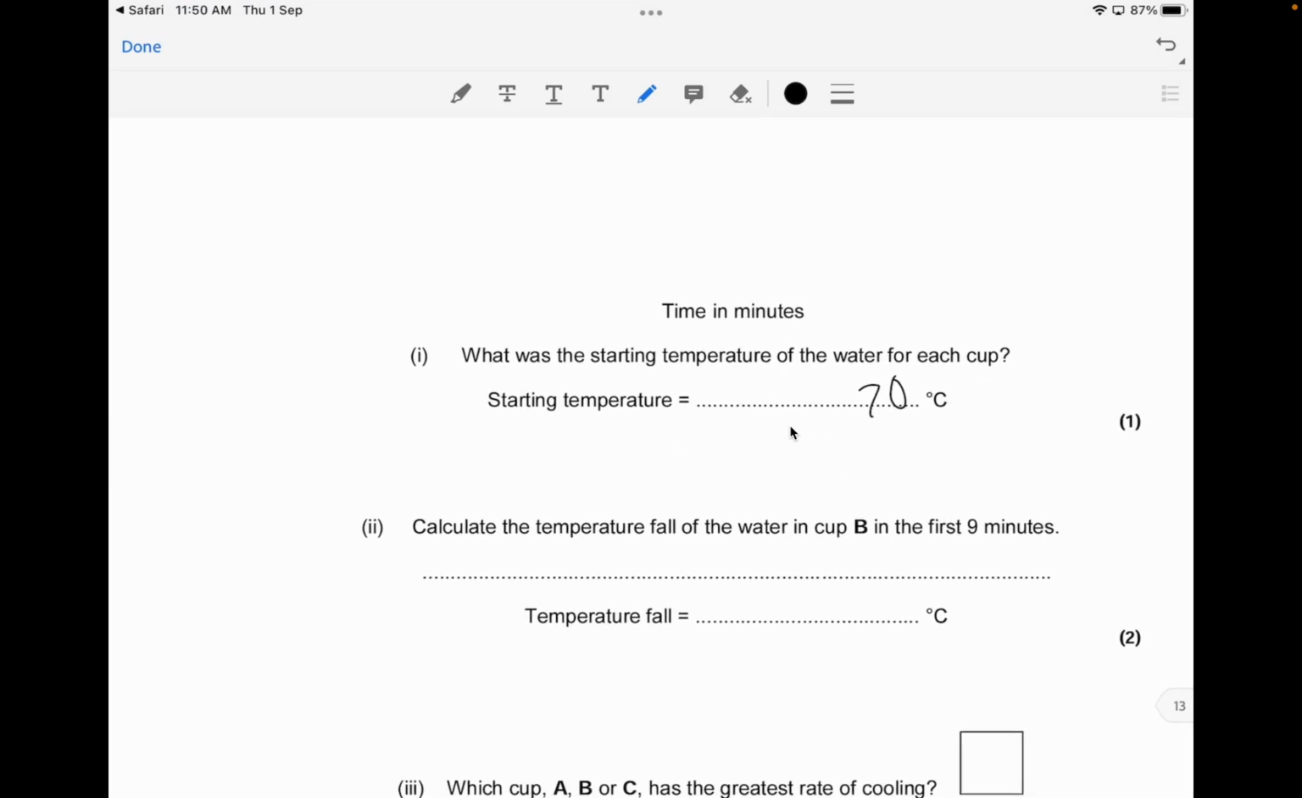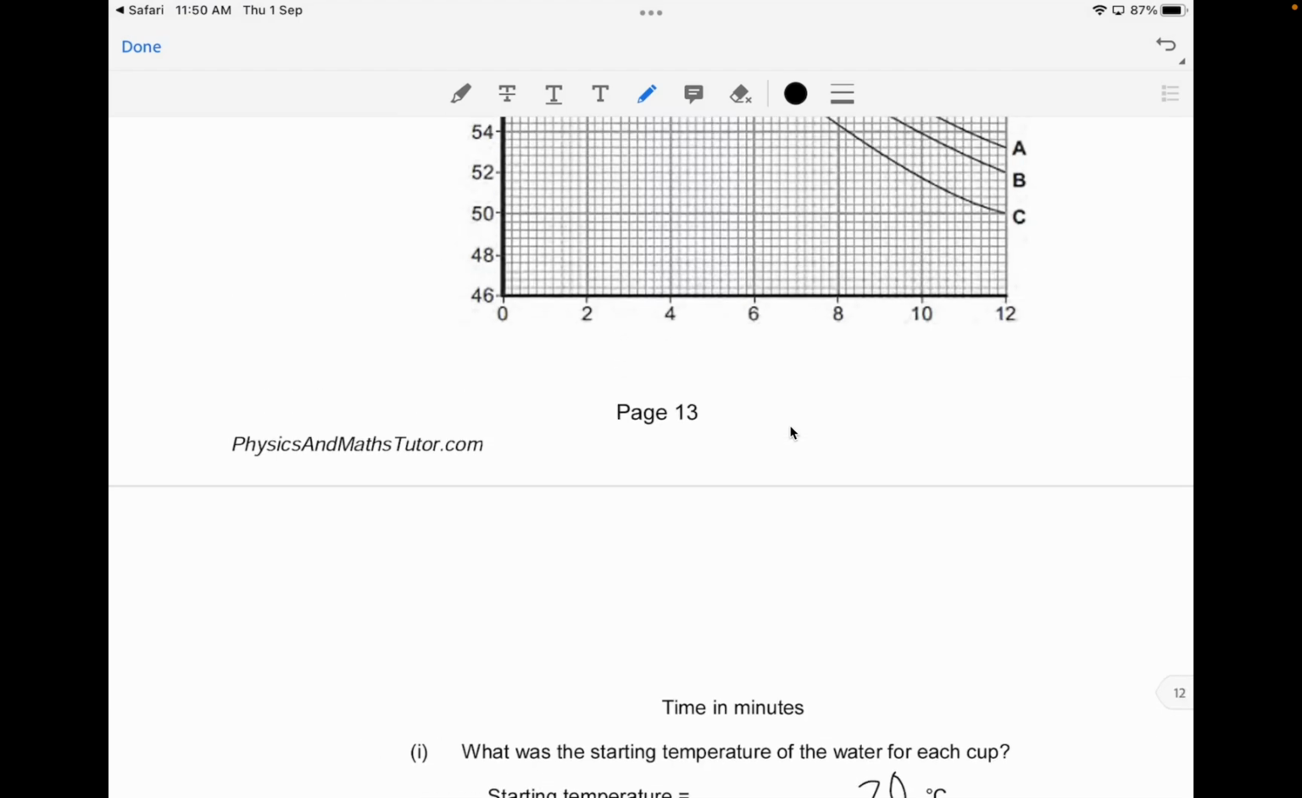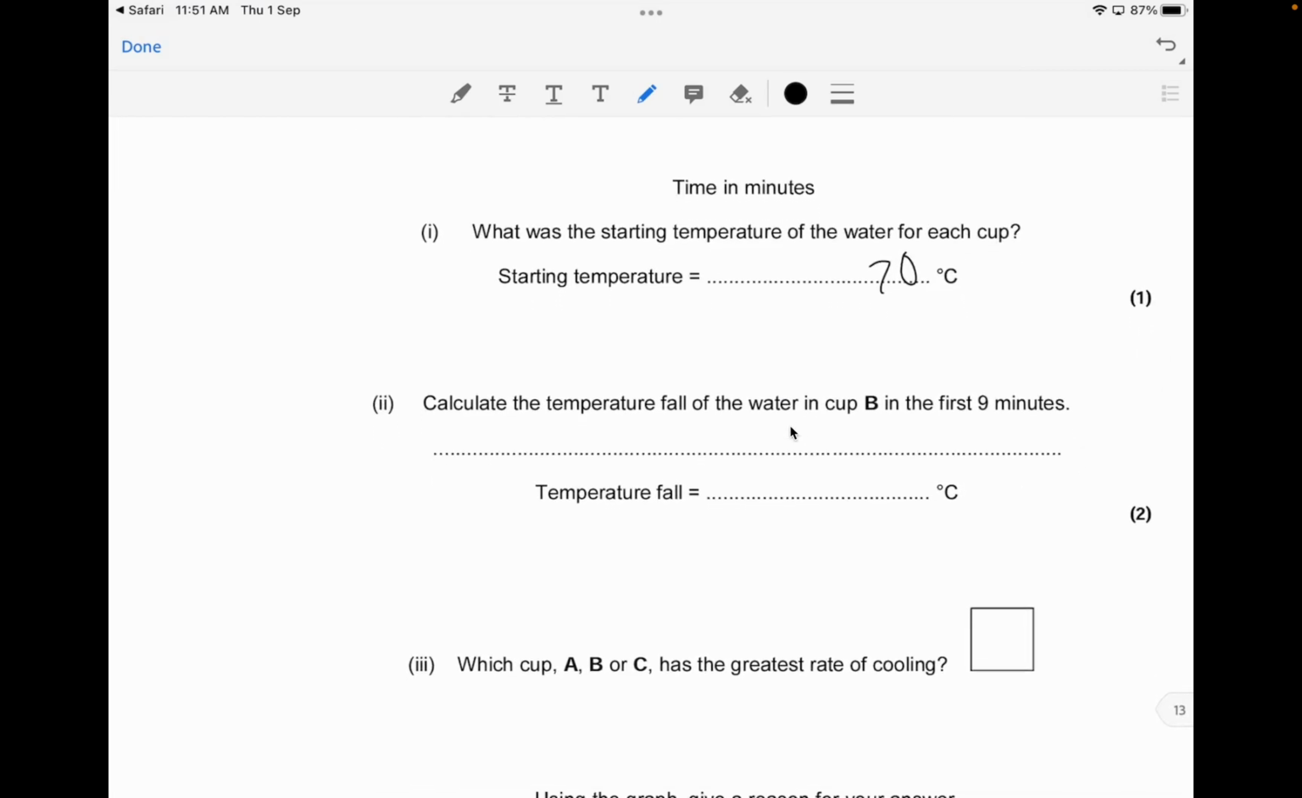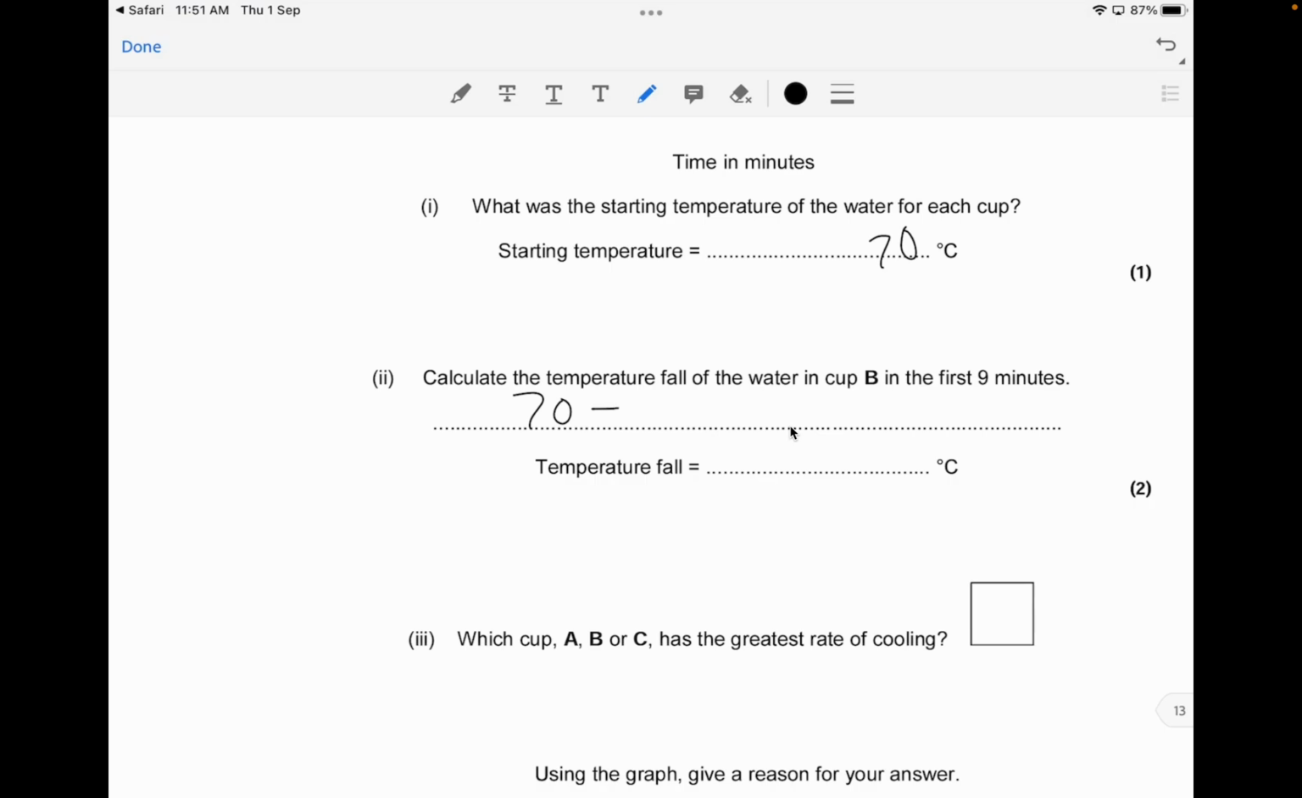Now calculate the temperature fall of the water in cup B in the first 9 minutes. Roughly, if you take the scaling, it's 2 divided by 10, so 0.2 per block. So for 5 blocks, that's about 1: 1, 2, 3, 4, 5. This is going to be roughly 9 minutes. So for 9 minutes in cup B, it's going to have a fall of about 15, because you have 70 degrees minus 55.